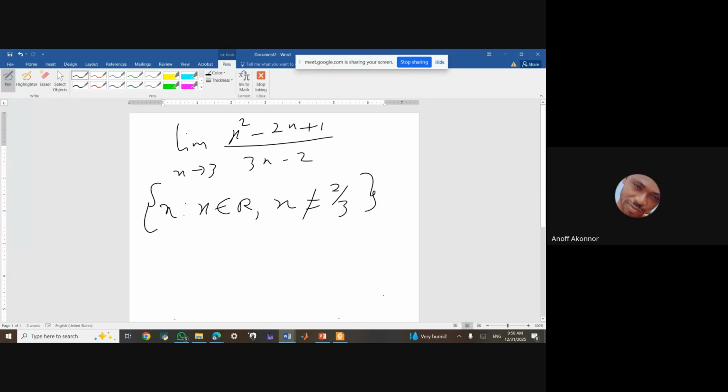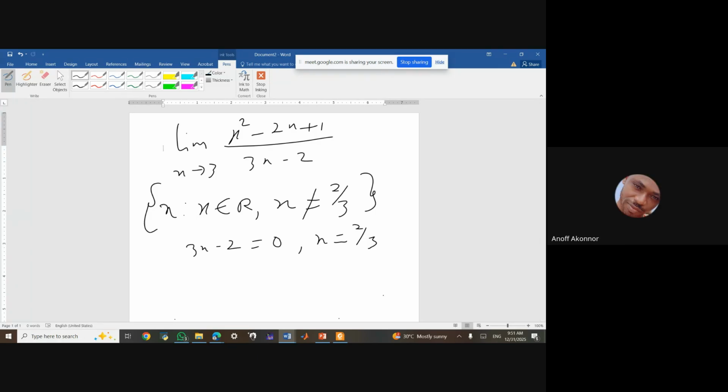For the function to not be defined, 3x minus 2 will be 0. That means the denominator should not be 0, but at the top any value of x is fine. For a function to be defined, the denominator should not be equal to 0. So you have to solve for the value of x that will make the denominator go to 0. So that would be 3x minus 2 equal to 0, and this will give x equal to 2 over 3.